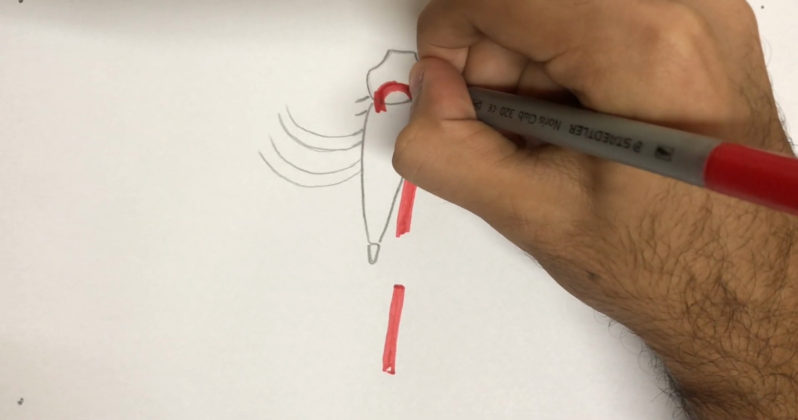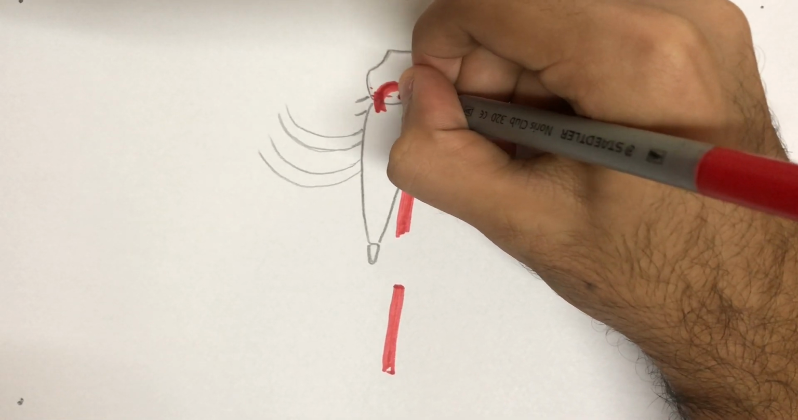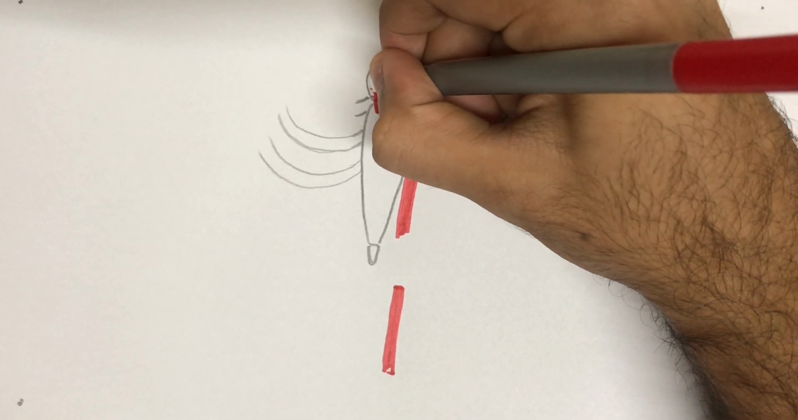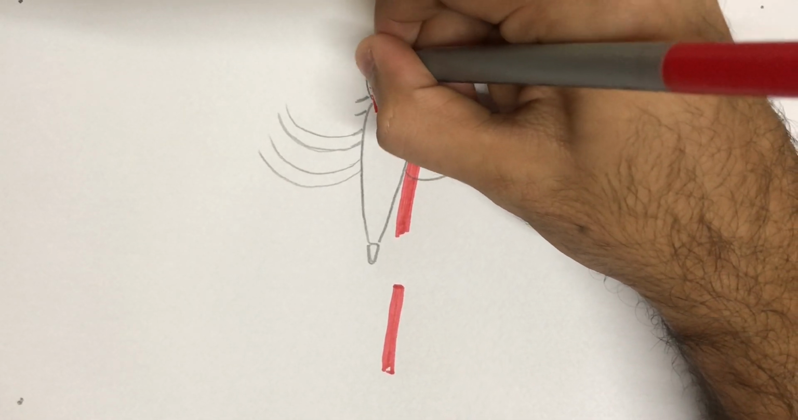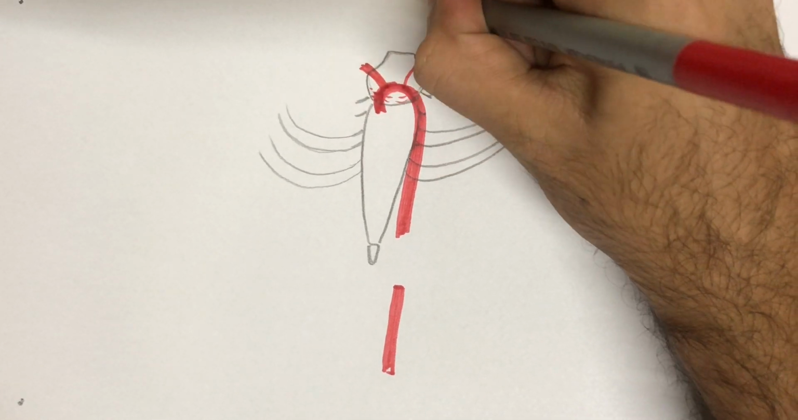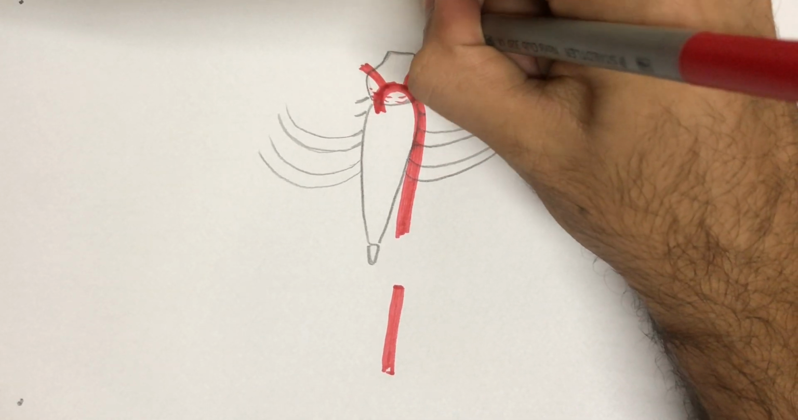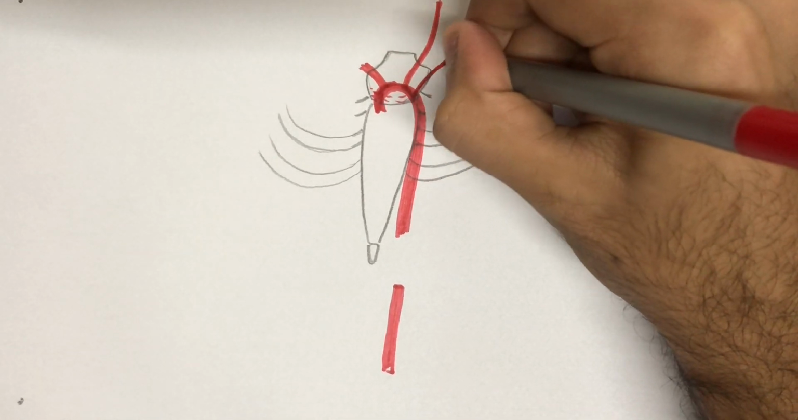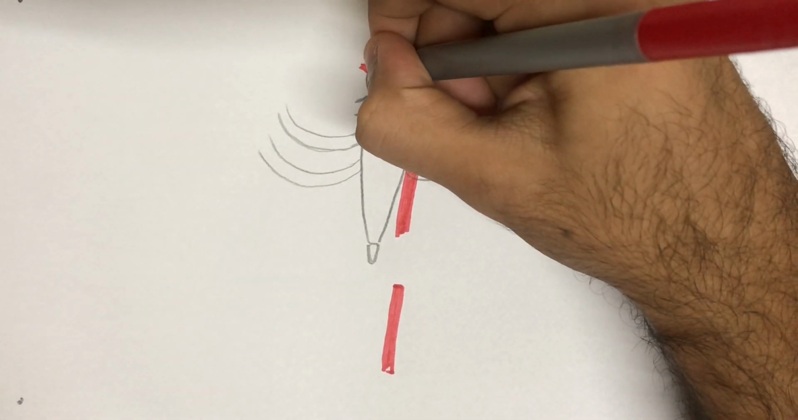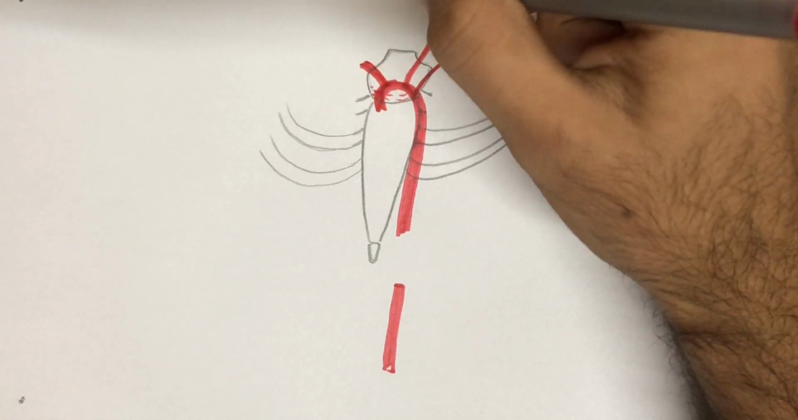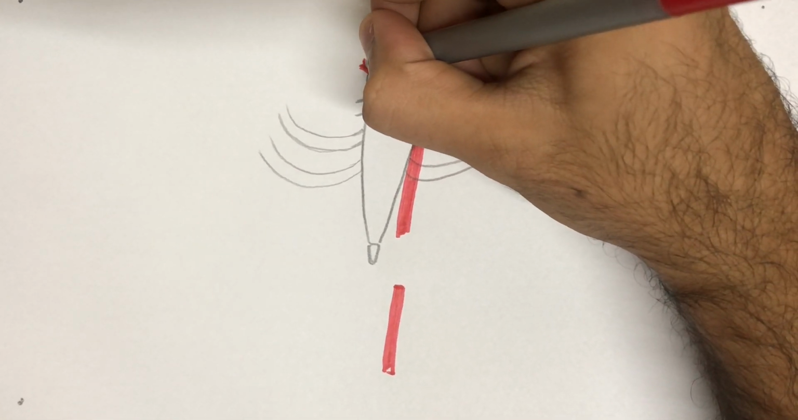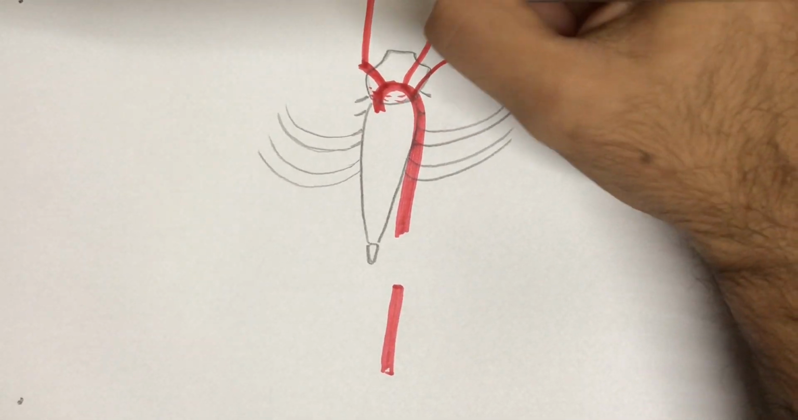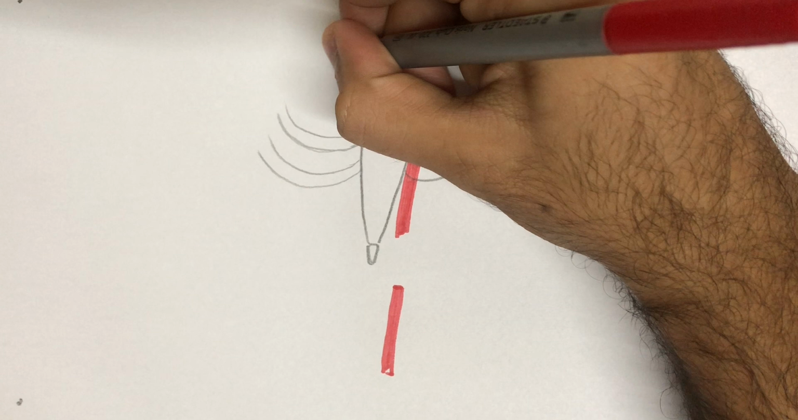From the arch of aorta at the sternal angle or the angle of Lewis, there will be three branches. That is the brachiocephalic, left common carotid, and the left subclavian. The brachiocephalic will then divide into the right common carotid and the right subclavian artery.